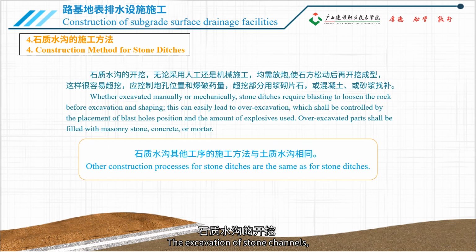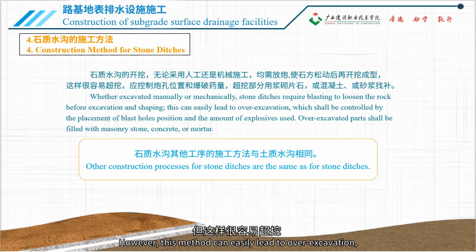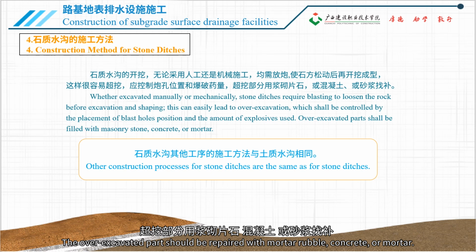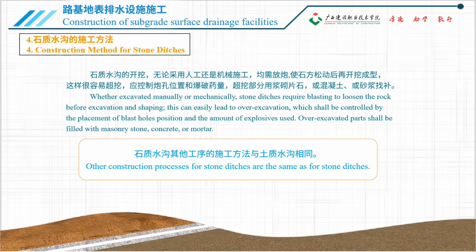The excavation of stone channels, whether by manual or mechanical construction, requires blasting to loosen the rock before excavating it into shape. However, this method can easily lead to over-excavation, so it is necessary to control the location of the blast holes and the amount of explosives. The over-excavated part should be repaired with mortar rubble, concrete, or mortar. Other construction steps are the same as those for clay channels.